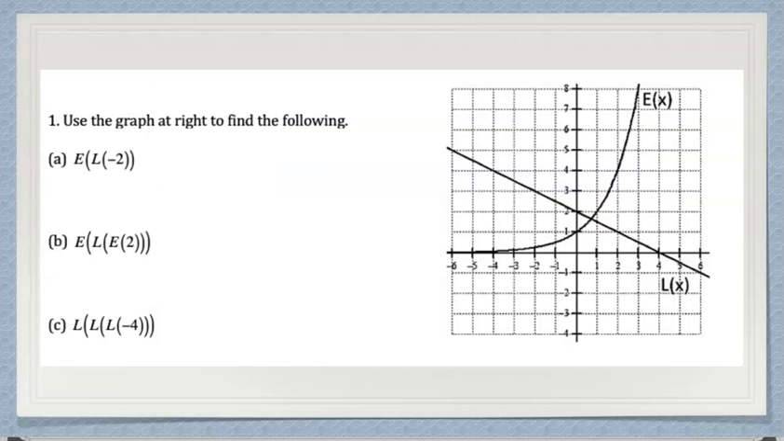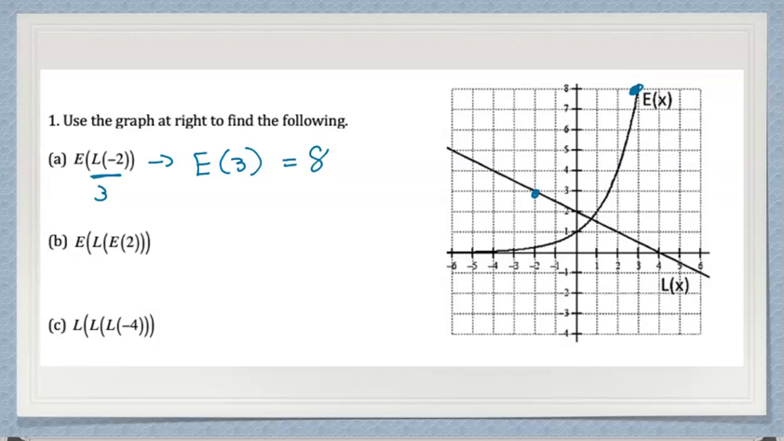All right, and finally we can compose things off of graphs also. So first here, for part A, I'd want to find L of negative 2. Well, L is this linear function, so L of negative 2 is 3. And then I want to find E of 3. And E is this exponential function. 3 looks like right here. That output is 8. So E of L of negative 2 is 8.